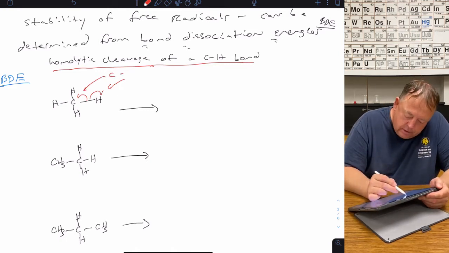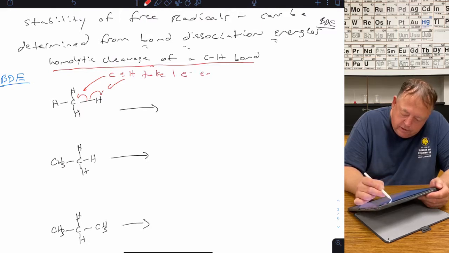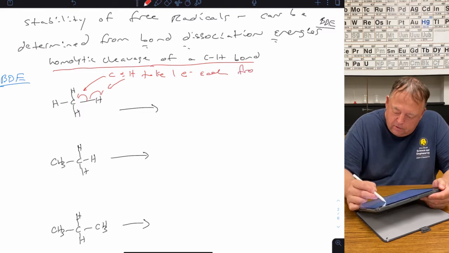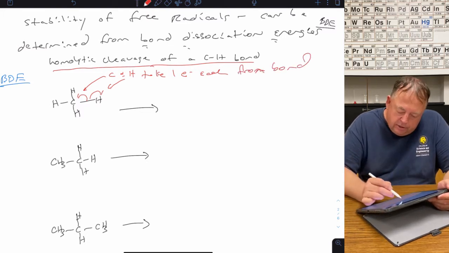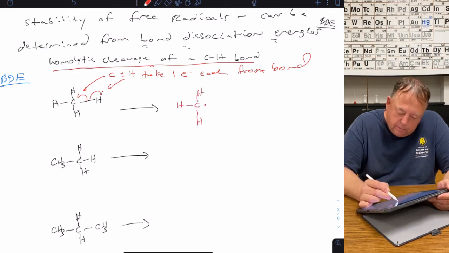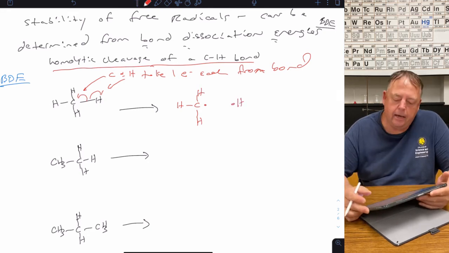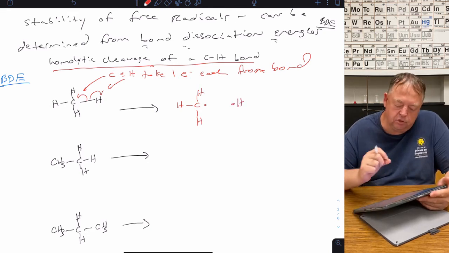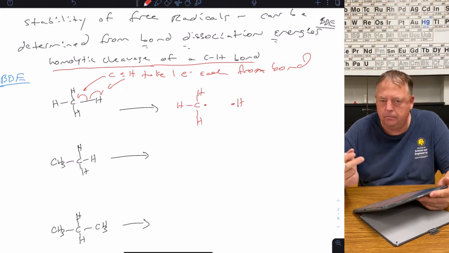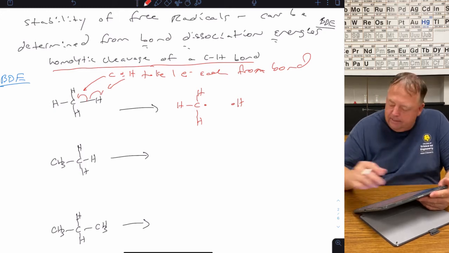So C and H take one electron each from the bond. So then you would have CH3 now with an unpaired electron on carbon, and you would have a hydrogen with its electron back. So homolytic cleavage means you break the bond and each atom in the bond takes its electron back.